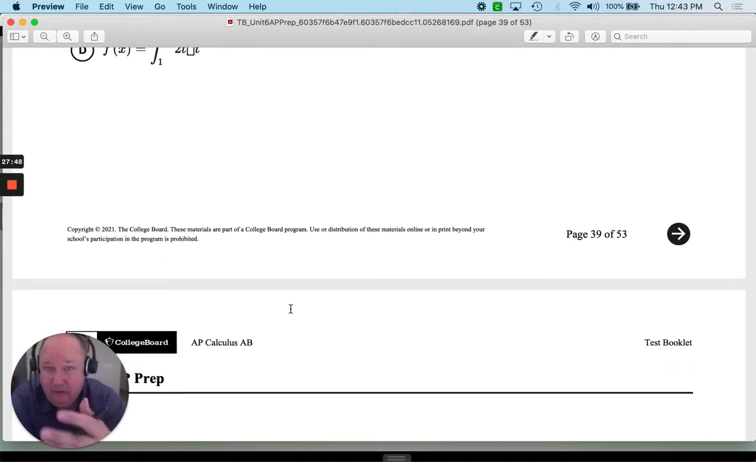Integration is an accumulator. How much has accumulated over a period of time if you're given a rate?